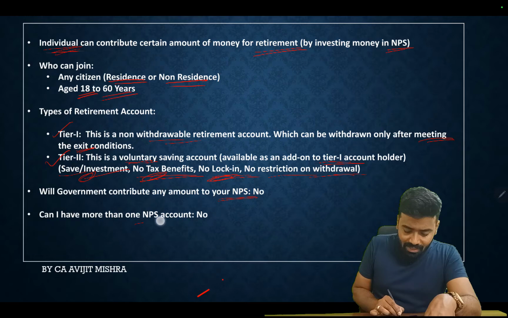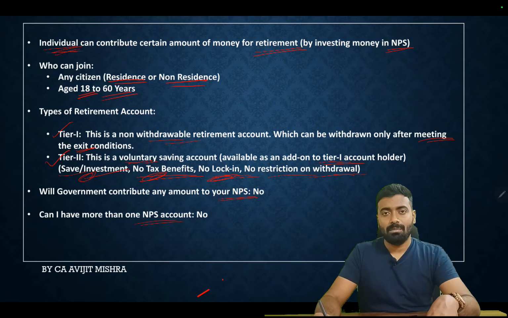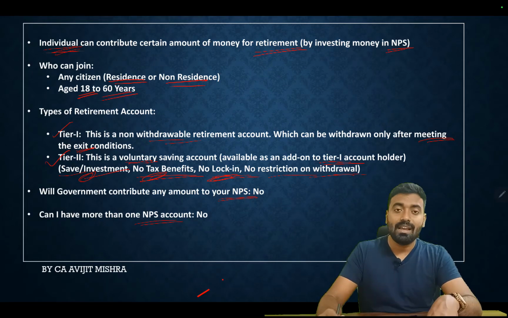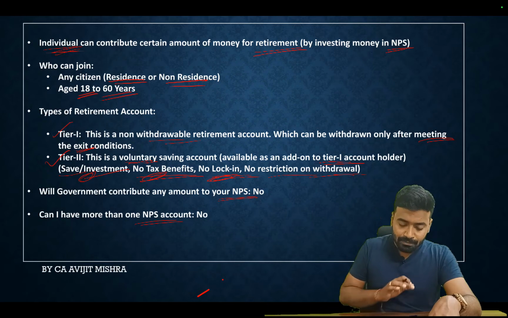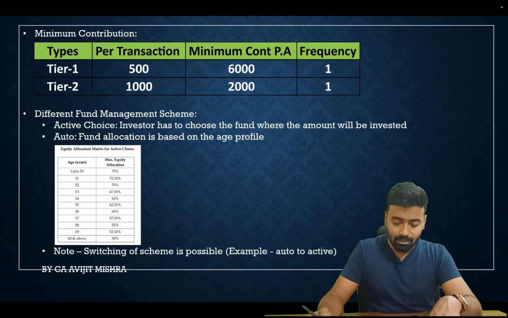Can I have more than one NPS account? No, you cannot have more than one NPS account. You're only allowed to have one NPS account, that is basically integrated to the PAN number. That is all about the rules and regulations.